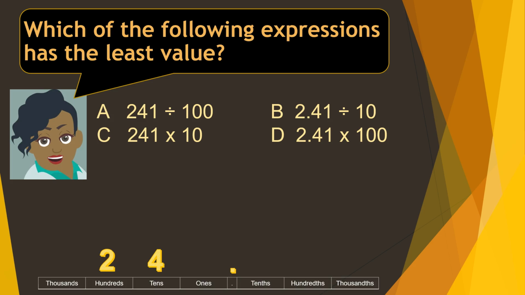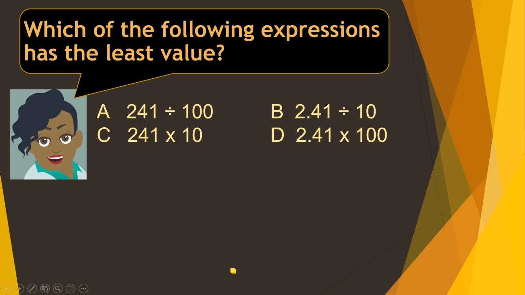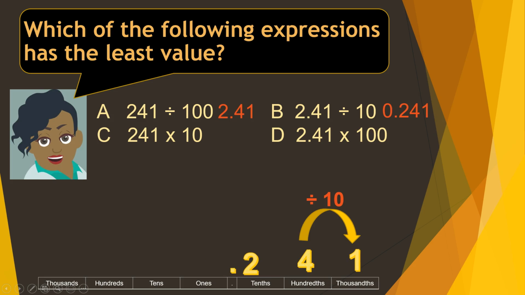241 divided by 100 means all of the digits move 2 places to the right. So the value is 2 and 41/100ths. Answer choice B. 2 and 41/100ths divided by 10 means moving one place to the right. So the value is 241/1000ths.